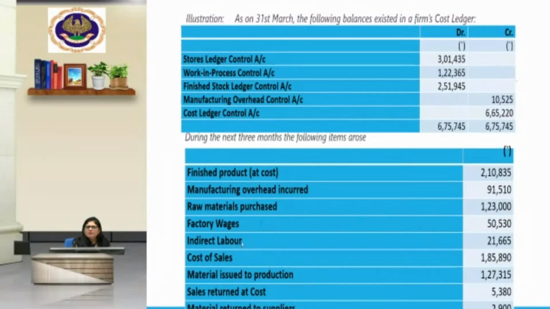Indirect labor, wages control account debit to cost ledger, and then transfer them to production overhead. Production overhead control account debit to wages control account. Clear? We have to transfer it. Cost of sales. Any doubt so far? Wages account debit to cost ledger control account. It's not cost control, cost ledger control account debit, Pranav. Okay. So cost of sales entry.